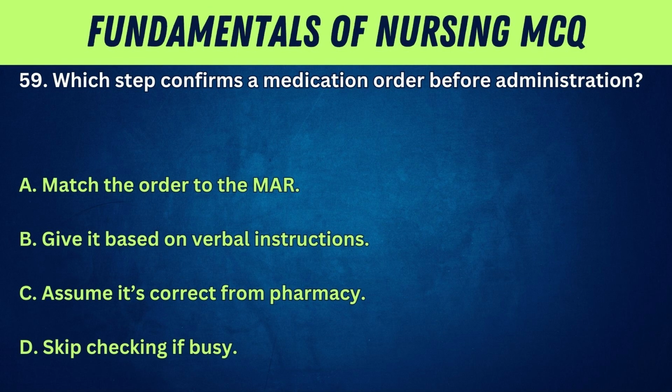59. Which step confirms a medication order before administration? A. Match the order to the MAR. B. Give it based on verbal instructions. C. Assume it's correct from pharmacy. D. Skip checking if busy.